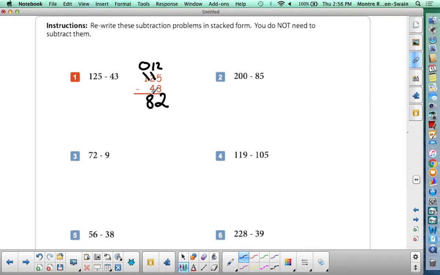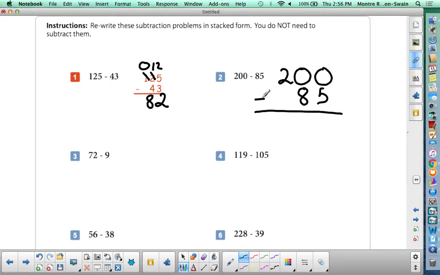Number 2 is 200 minus 85. So we're taking 85 away from 200. I'm going to rewrite that in stacked form. I'm going to make sure that my 8 is in the tens place, and my 5 is in the ones place when I rewrite it in stacked form.